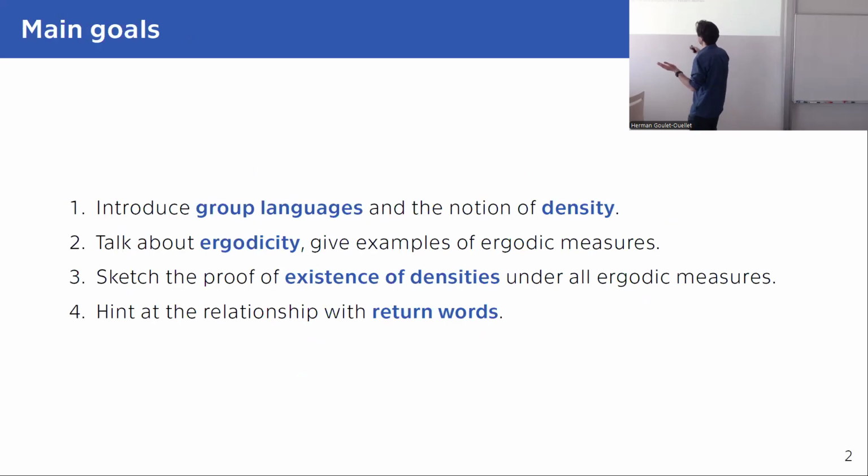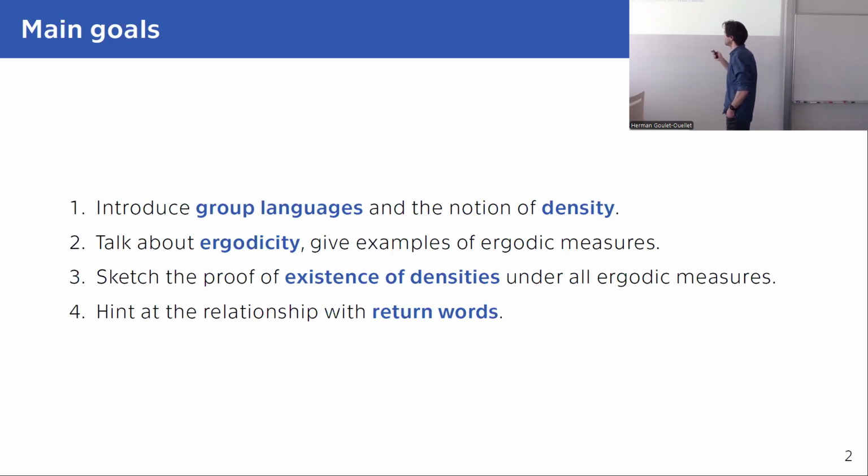So my main goals: I want to introduce what group languages are, in particular. They're a special family of rational languages. I want to introduce the notion of density and tell you what it is. I'm going to talk about ergodicity, which is one of the big conditions that we need in order to prove results about densities. Then if I have enough time, I'll sketch the proof that the densities exist. Once you see what densities are, the question of existence will make sense. And then if I have time, which I probably won't, I will hint at the relationship with return words, which is more of a combinatorics on words topic.